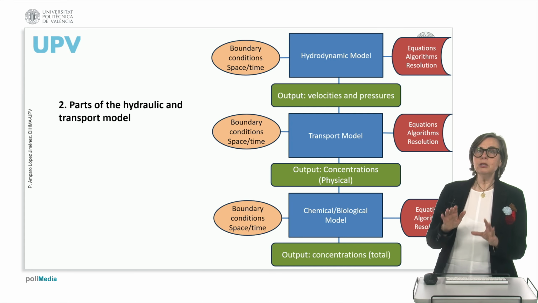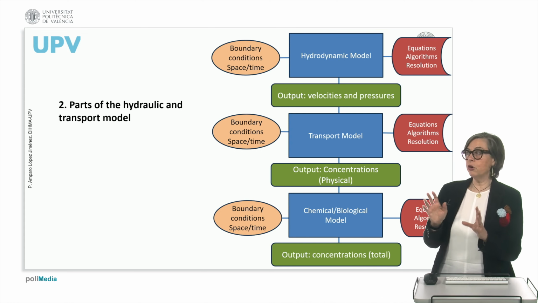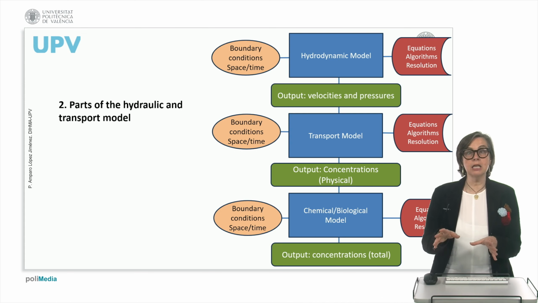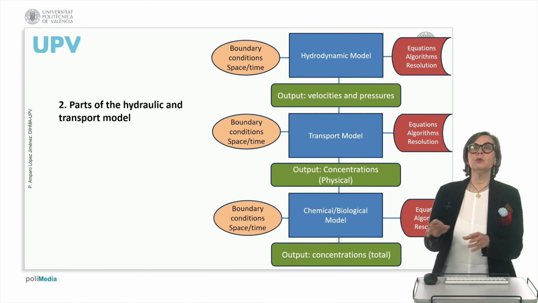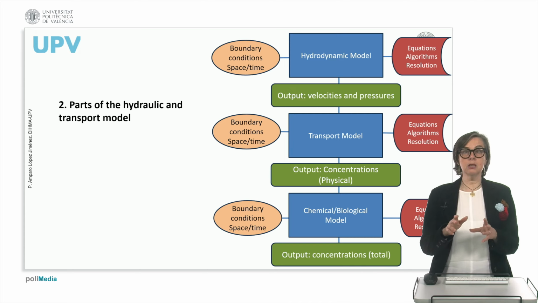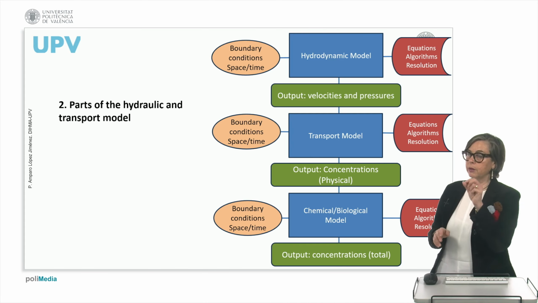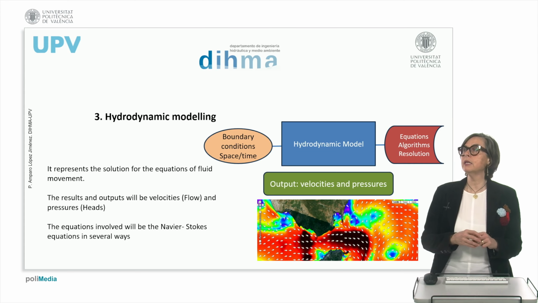So the parts are three clear parts. In the first part we have hydrodynamic conditions. In the second part we have transport aspects. And in the third part we have kinetics of chemical or biological aspects of modeling in terms of environmental. So let's go with each of these parts.